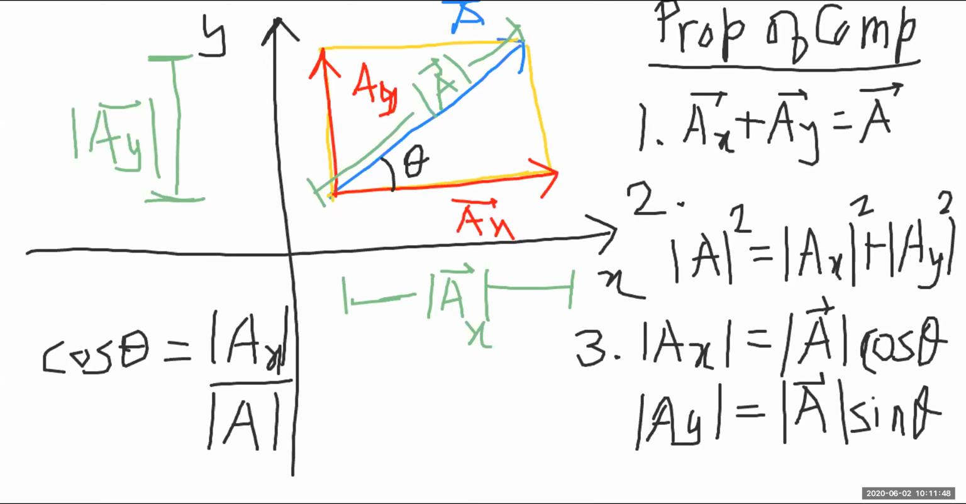What is the length of the hypotenuse? Mod of A, mod of vector A. And what is the length of the base of the right angle triangle? Cosine theta kya hoga? Okay, good.